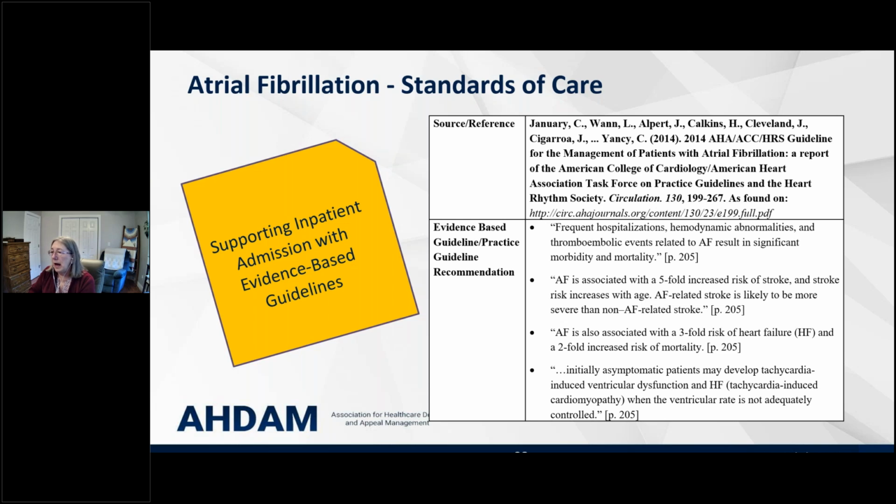So it talks about how a patient who has frequent hospitalizations, hemodynamic abnormalities, and thromboembolic events related to AFib results in significant morbidity and mortality. AFib is associated with a fivefold increased risk of stroke. AFib is also associated with a threefold risk of heart failure and a twofold risk of mortality. Initially asymptomatic patients may develop tachycardia-induced ventricular dysfunction and heart failure, etc.